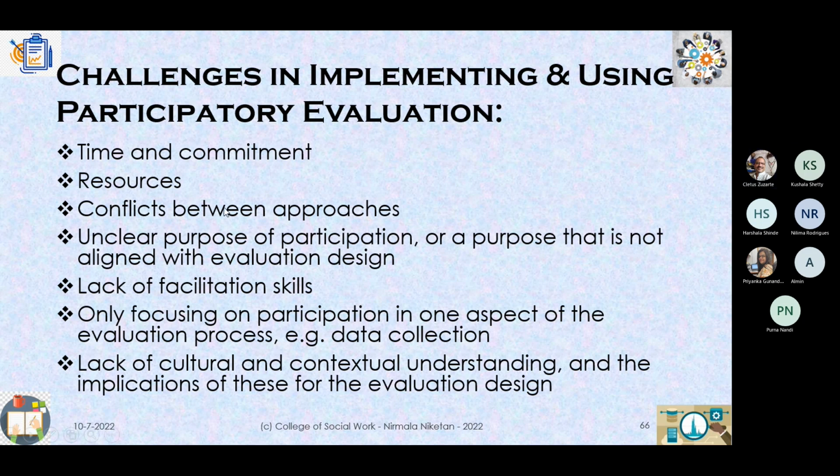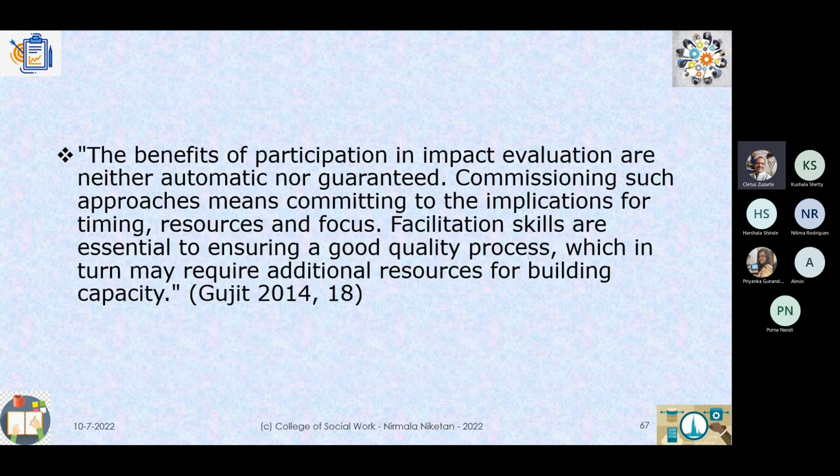Focusing on participation and data collection, sometimes it could mean that you need a lot of cultural sensitivity and contextual understanding. Coming up with an evaluation design is not so easy. So in short, to end this part, I'll just say that the benefits of participation in impact evaluation are neither automatic nor guaranteed. Commissioning such approaches means committing to the implications for timing.